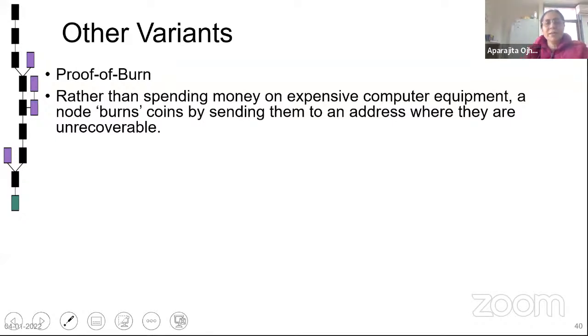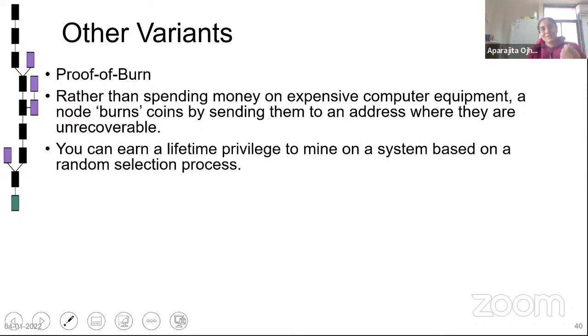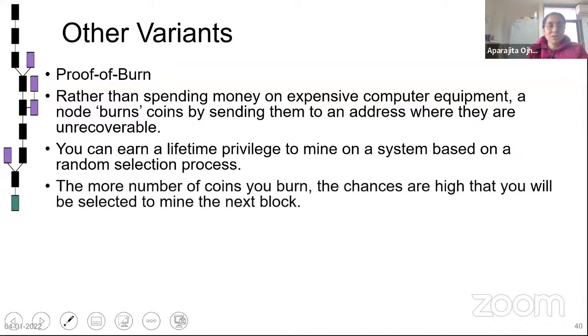Rather than spending money on expensive computer equipment, a node burns coins. So I'm rich, I can burn coin to get access to take services from others. So I can earn a lifetime privilege to mine on a system based on a random selection process. The more coins you burn, the higher the chance that you will be selected to mine the next block. So people take risk, right?